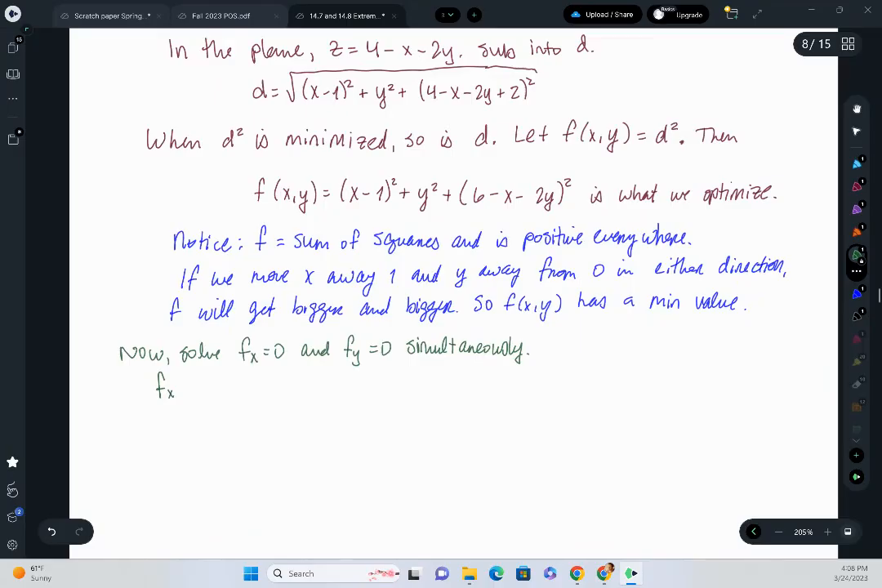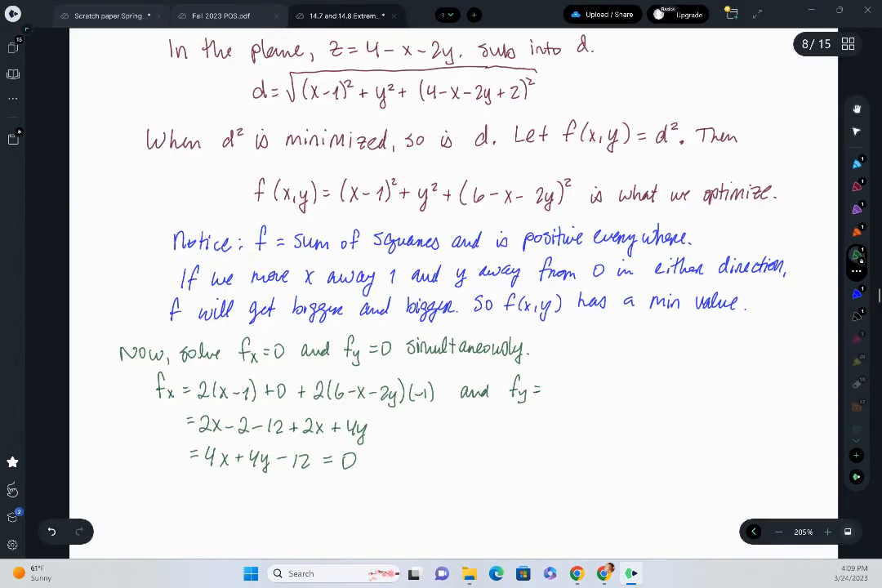So f sub x is going to be 2 times x minus 1 plus 0 plus 2 times 6 minus x minus 2y times negative 1. That becomes 2x minus 2 minus 12 plus 2x plus 4y. Let me just simplify that a bit. We have 4x plus 4y minus 12, and we're setting that equal to 0.